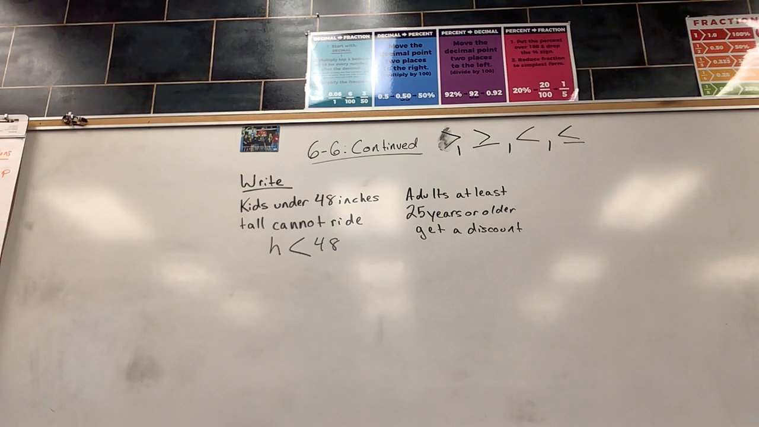Adults at least 25 or older. Now, at least is really confusing, because it says at least and then it says older. So we don't know if it's more. You have to be 25 or older. She said you have to be 25 or older, so it's older. It was just an extra word for no reason.